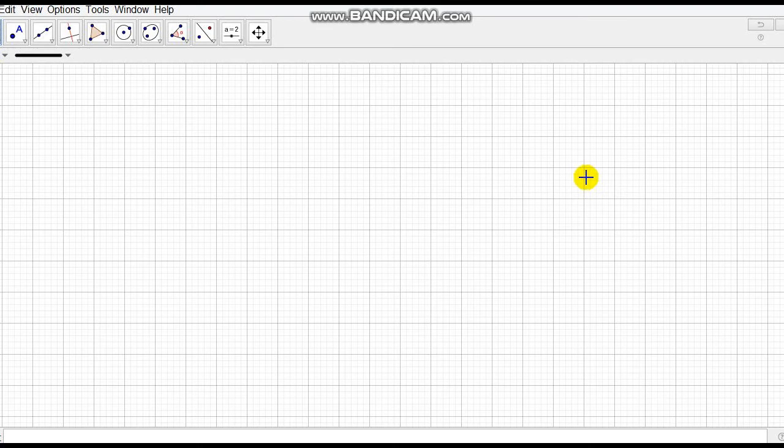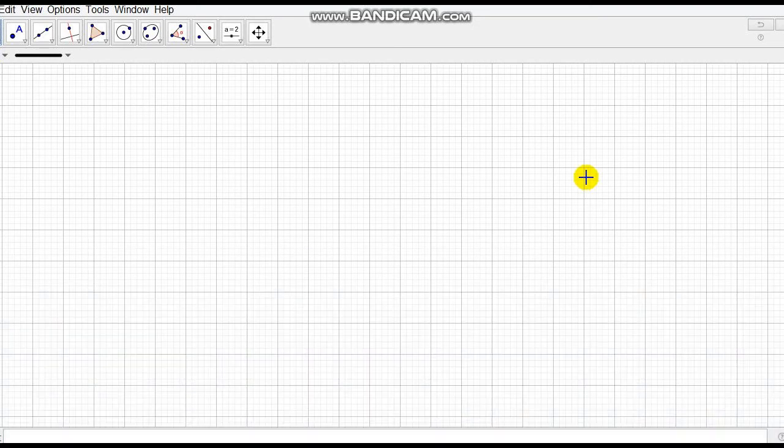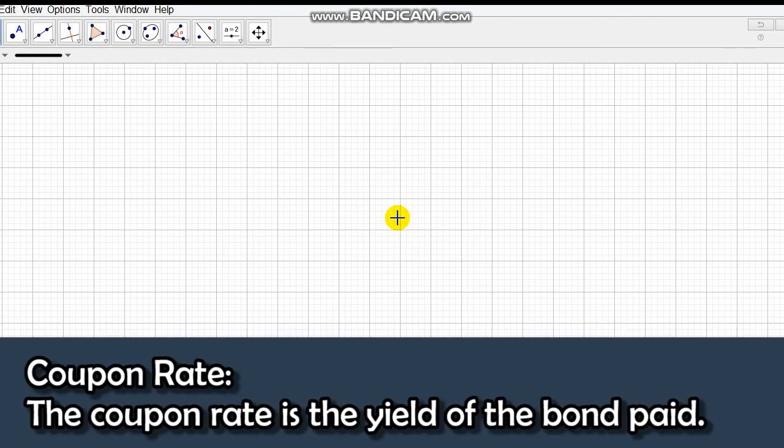So similar to the stock market, we also have what we call the bond market. Now, the bond market is a financial market in which the participants are provided with the issuance and trading of debt securities. The goal of the bond market is to provide long-term financial aid and funding for public and private properties and expenditures. Now, a coupon is a periodic interest payment that the bondholder receives from the bond's issued date until it matures. It is usually paid semi-annually. The coupon rate is the yield of the bond paid.